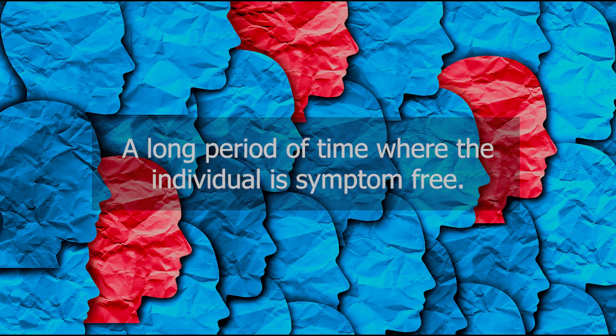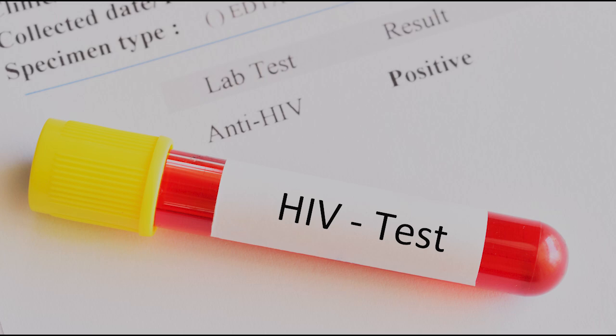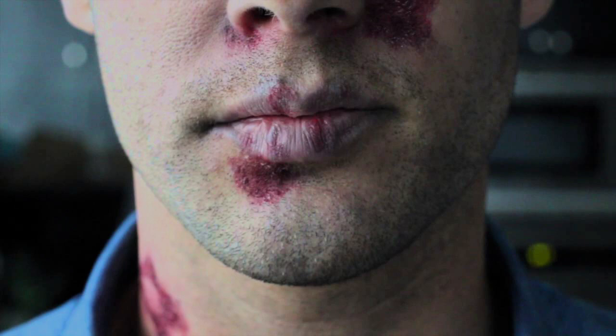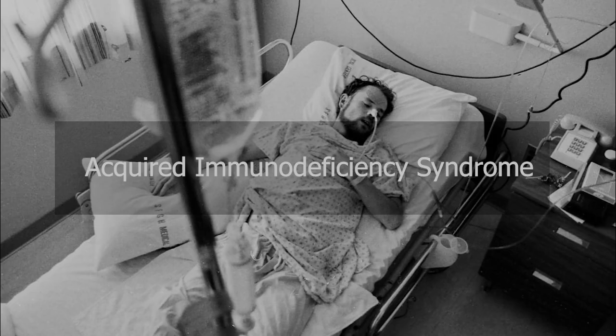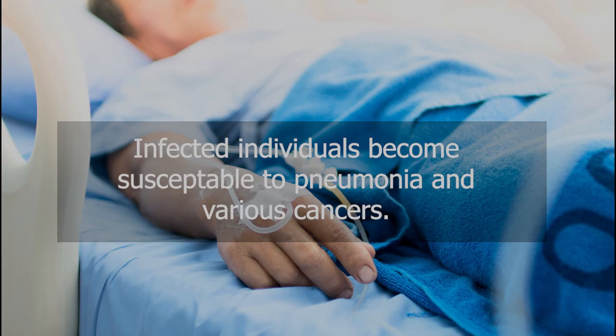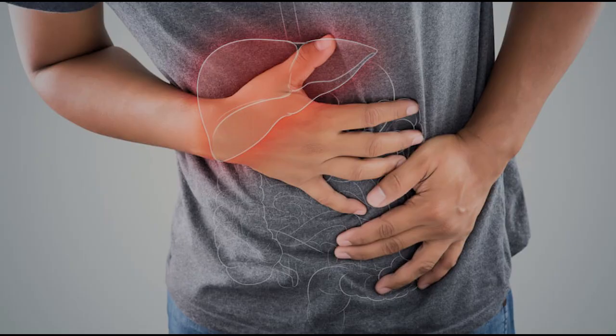Although the person appears to be healthy, they're considered to be HIV positive and capable of spreading the disease to others. The final stage is symptomatic infection, in which the body's immune system has been suppressed and complications have developed. This is referred to as acquired immunodeficiency syndrome, or AIDS. Infected individuals become susceptible to infections like pneumonia and various cancers.